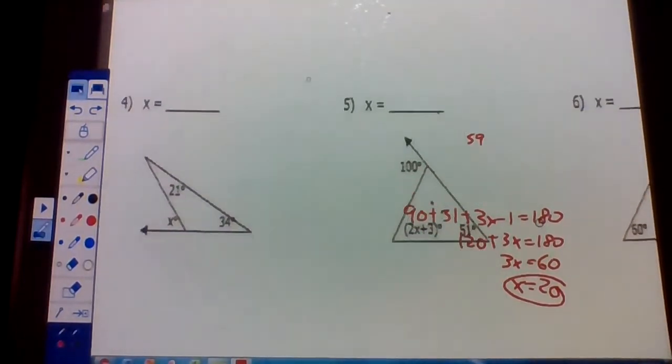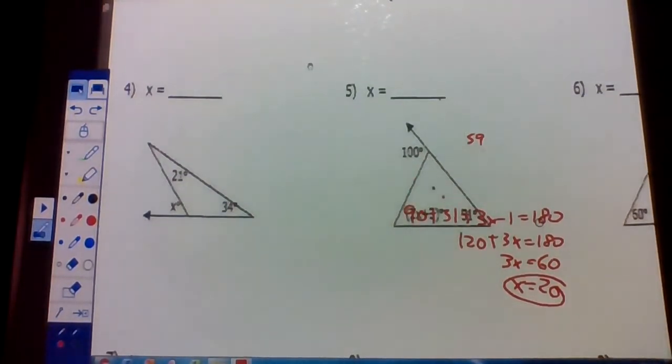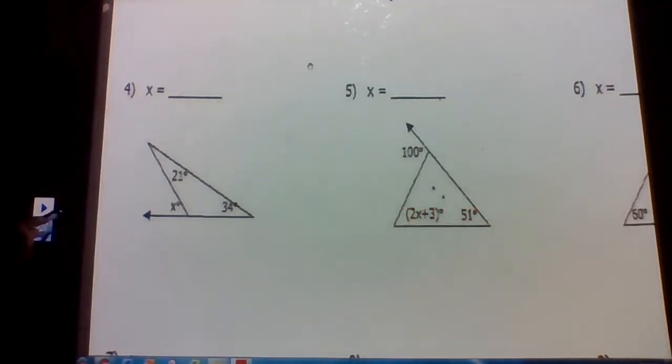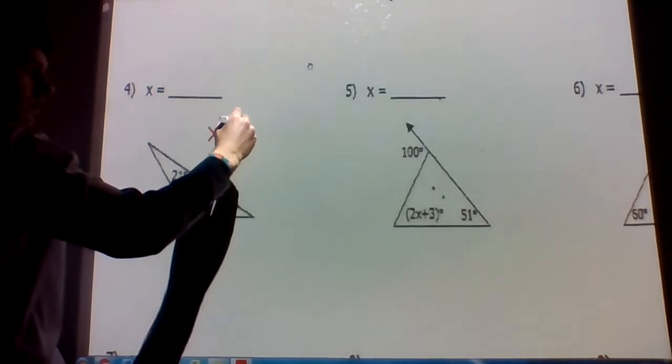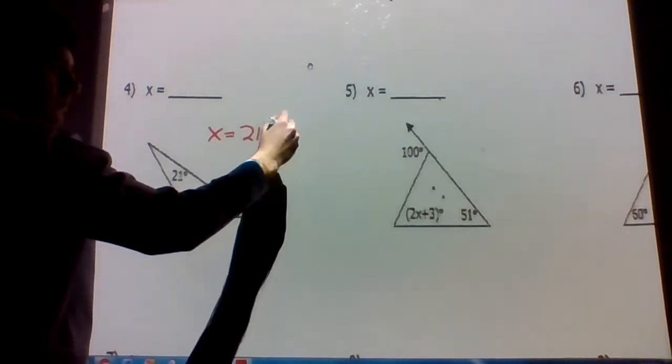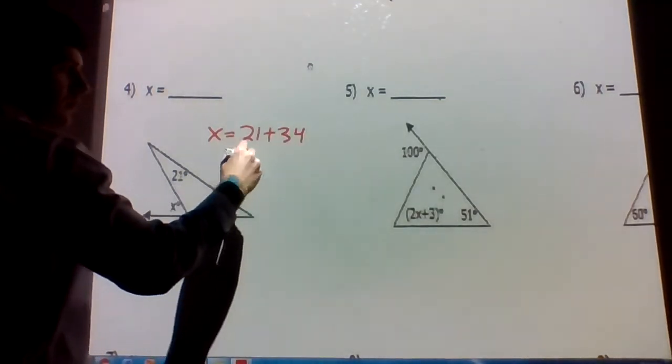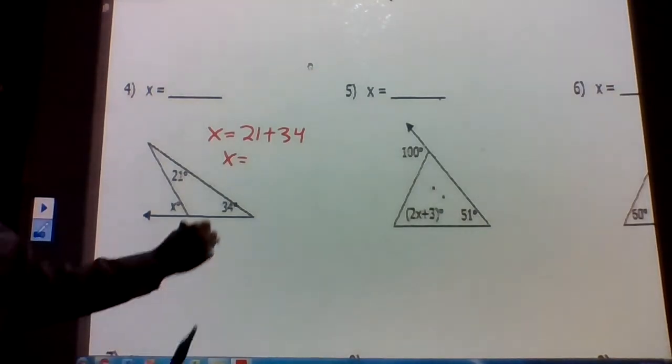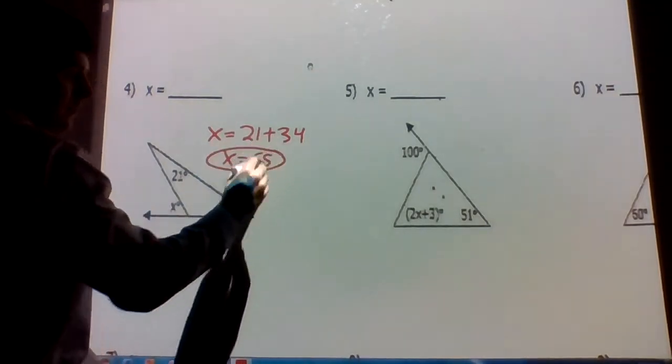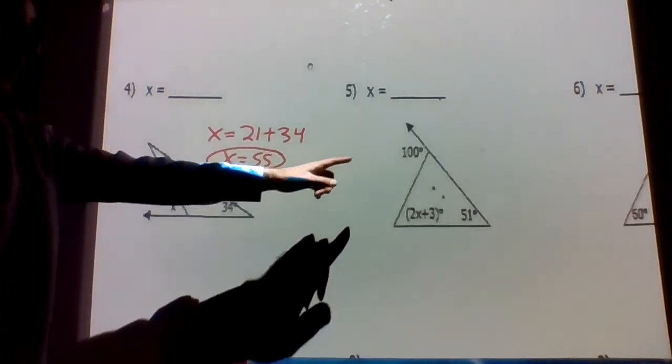Okay, the next three use the exterior angle theorem. We know x is an exterior angle. It's on the outside, so it's going to be equal to the two remote interior angles added together. So 21 plus 34 is going to be 55. Okay, the exterior angle is 100.